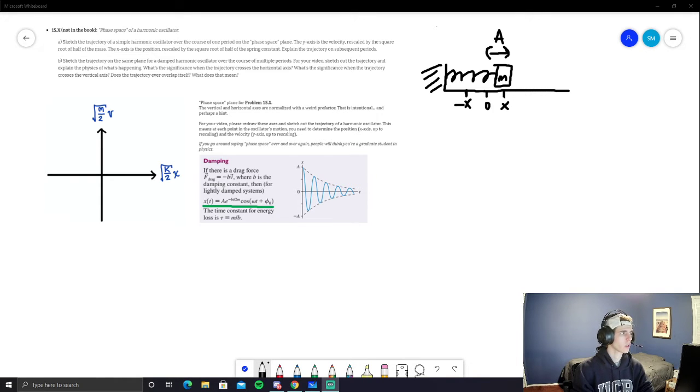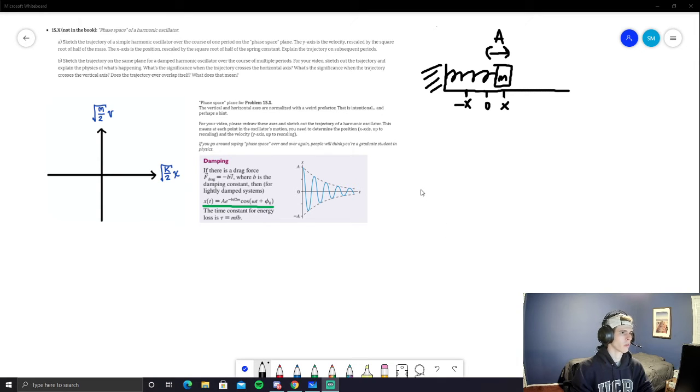This problem is about the phase space of a harmonic oscillator. Sketch the trajectory of a simple harmonic oscillator over the course of one period on the phase space plane. The y-axis is the velocity rescaled by the square root of half of the mass. The x-axis is the position rescaled by the square root of half of the spring constant. Explain the trajectory on subsequent periods.